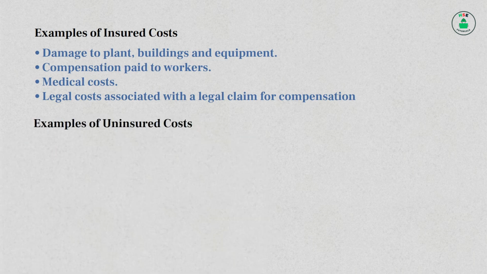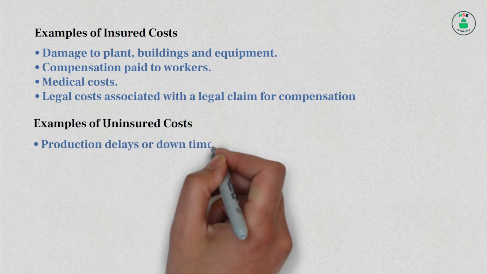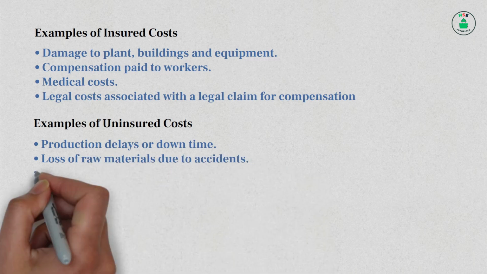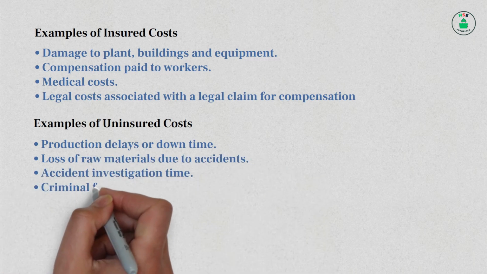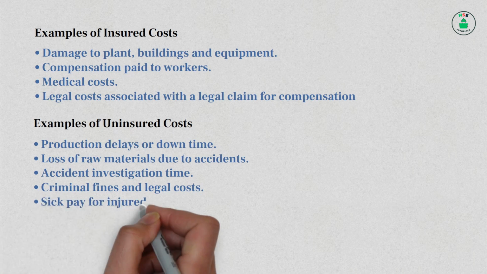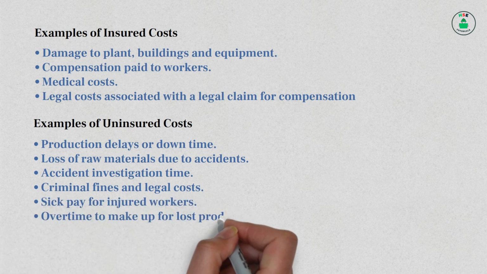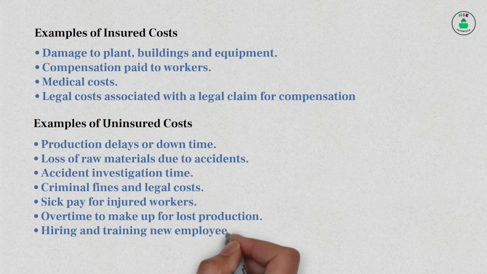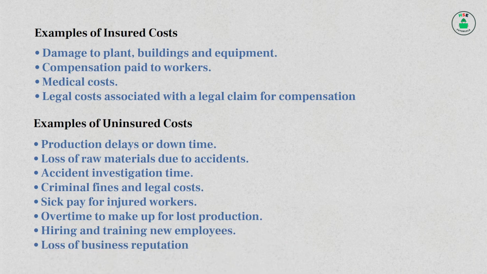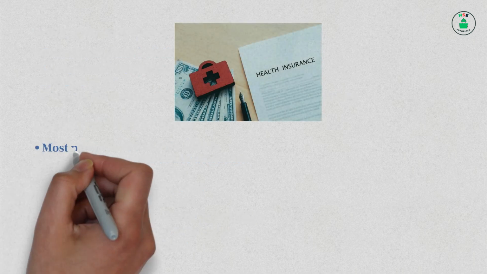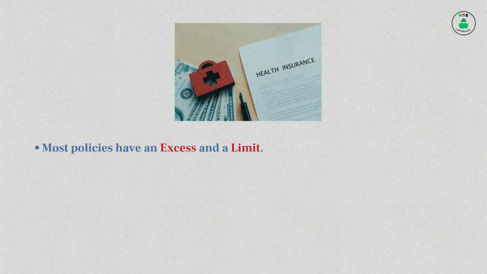Examples of uninsured costs: production delays or downtime, loss of raw materials due to accidents, accident investigation time, criminal fines and legal costs, sick pay for injured workers, overtime to make up for lost production, hiring and training new employees, loss of business reputation. Even when a loss is covered by insurance, most policies have an excess and a limit.